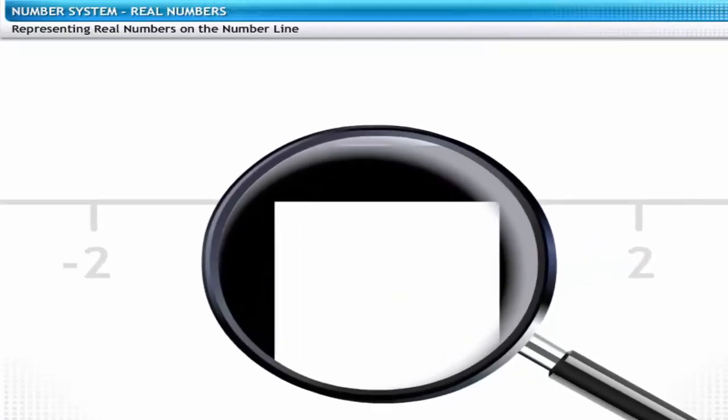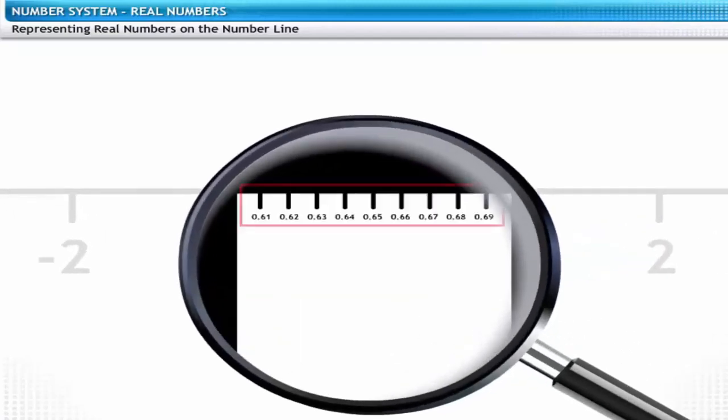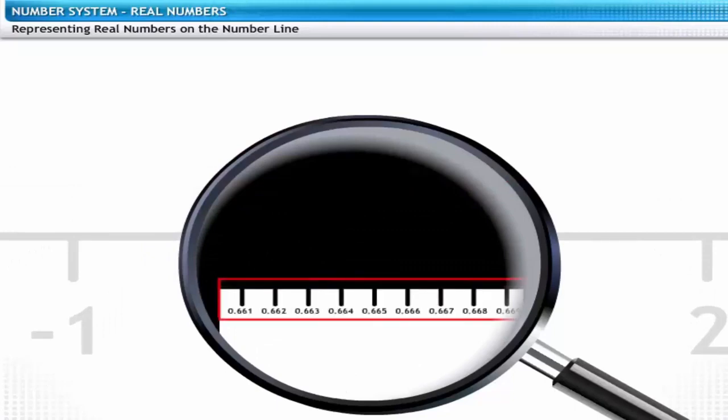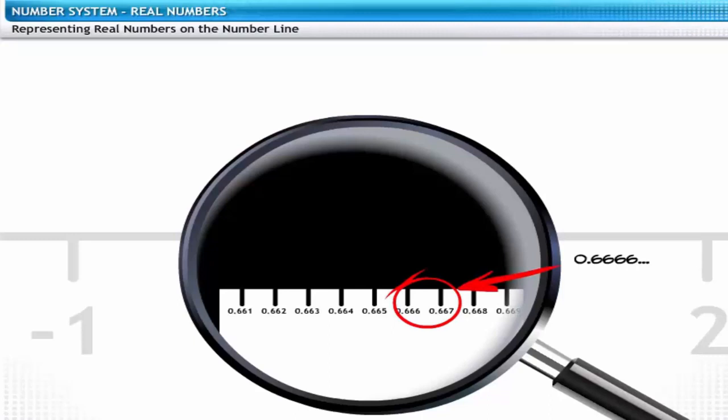Let's again look at the section closely. We again divide the section into 10 equal parts and represent them as shown here. Now, you might locate this decimal expansion between 0.66 and 0.67. Again, focus this section on the number line. Let's divide the section into 10 equal parts again. Represent these parts as shown. Now the decimal expansion lies in this section of the number line.